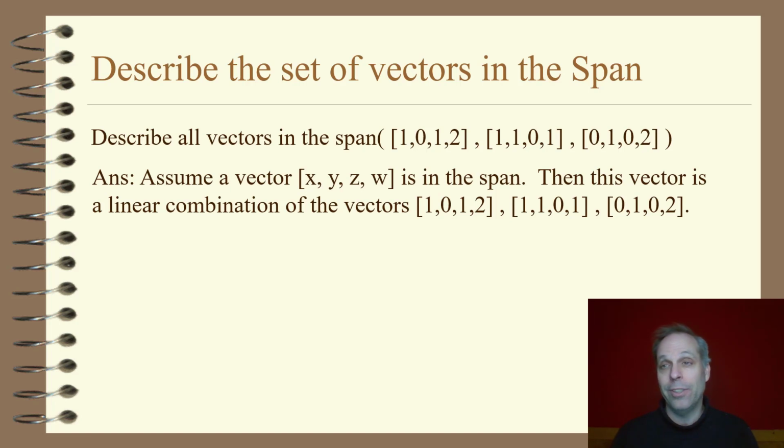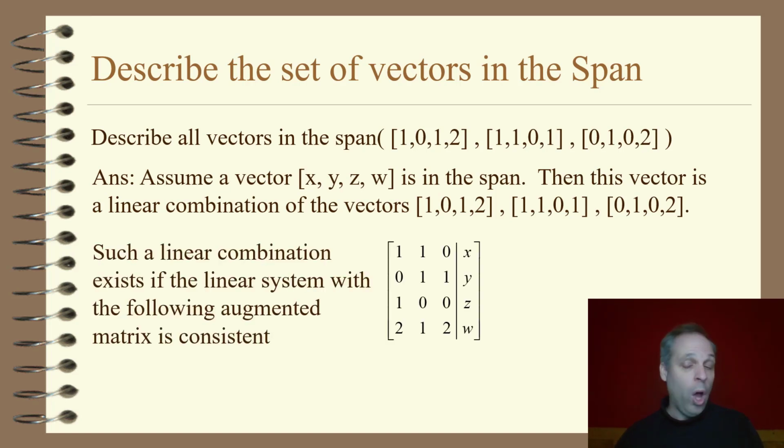Then this vector, if it actually is in the span, it's got to be a linear combination of those three vectors. But that means, by our best friend, Theorem 2.4, that this augmented matrix, the corresponding system, has got to be consistent. That means if we row reduce it, there can't be a leading one, or a leading entry at least, in the constant column. So here we want to row reduce this.